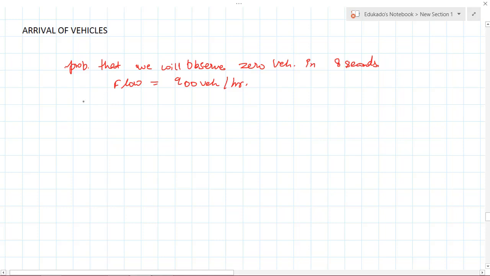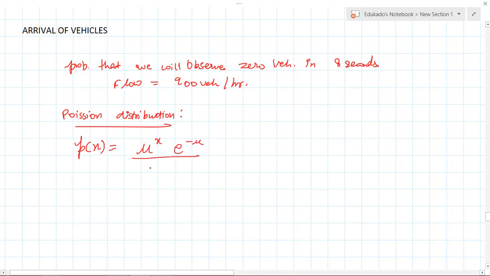For this probability, we use the so-called Poisson distribution. The formulation is: the probability of x is equal to mu to the power x, e to the power minus mu, divided by x factorial.